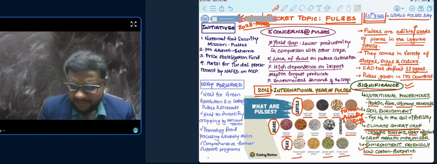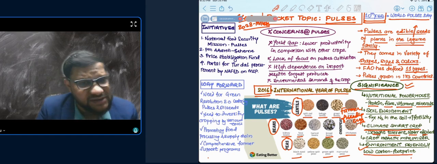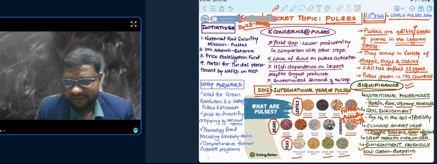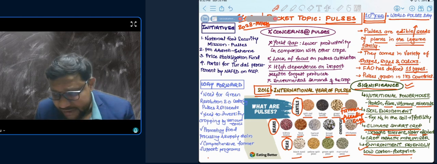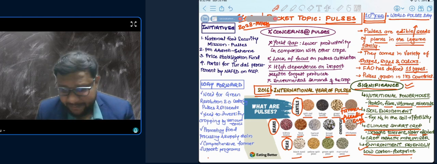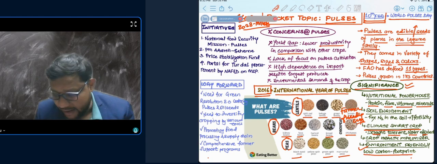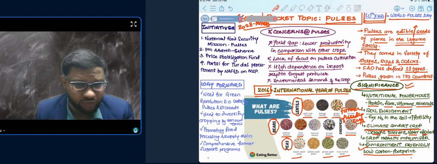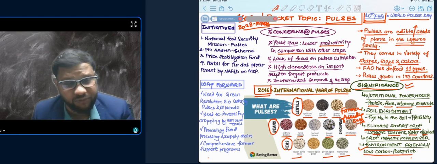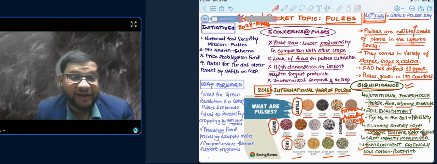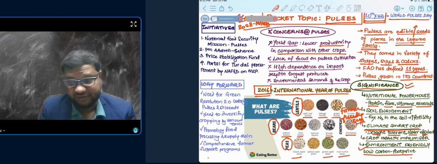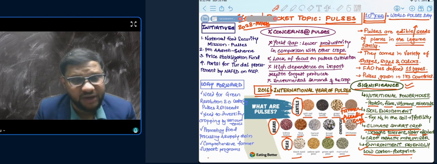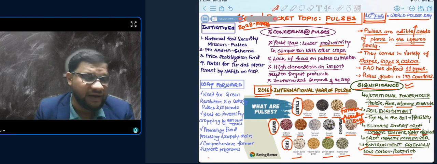Now, but there are some concerns attached to this, right? Yeah, absolutely, you'll find there are some concerns attached, like a yield gap, that is, low productivity in comparison with the other crops. Because they are taken up in the drought prone region, productivity is comparatively low if you compare it with the other crops, and that is the major concern why farmers are not inclined towards cultivation of the pulses.